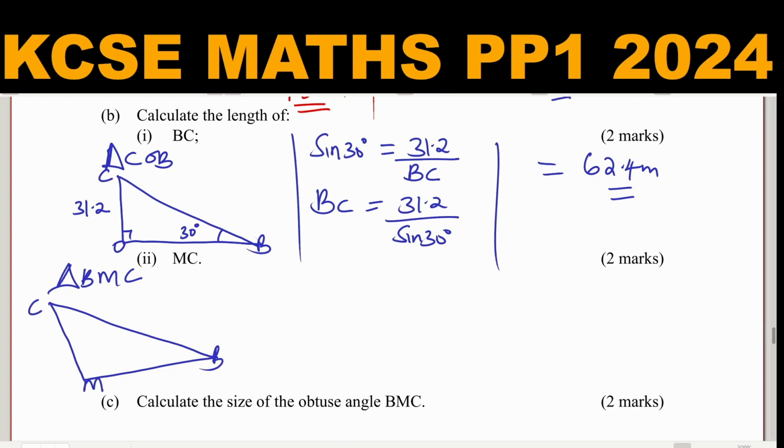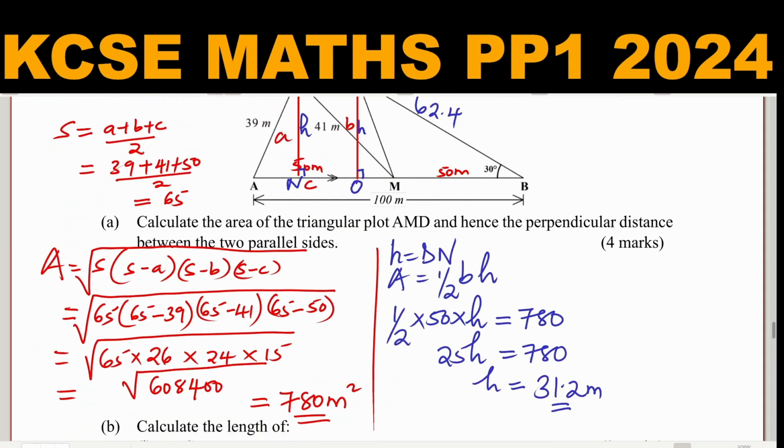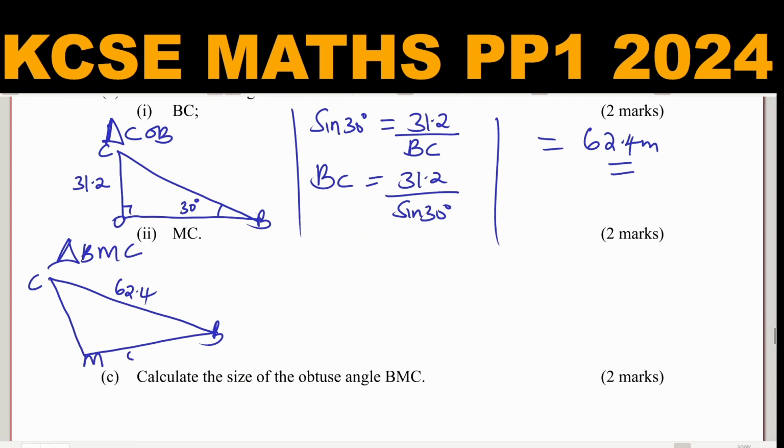BMC, like that. We have BC is 62.4, and then BM is 50. So BM is 50, and then we have this angle as 30 degrees. So we need to get MC. When you look at that triangle, think of the best method to solve it and get MC. You can use the cosine rule, easily. The cosine rule will help because we have two sides and an included angle. So we can name this side opposite B: this one is B, then this side M, then this side C.